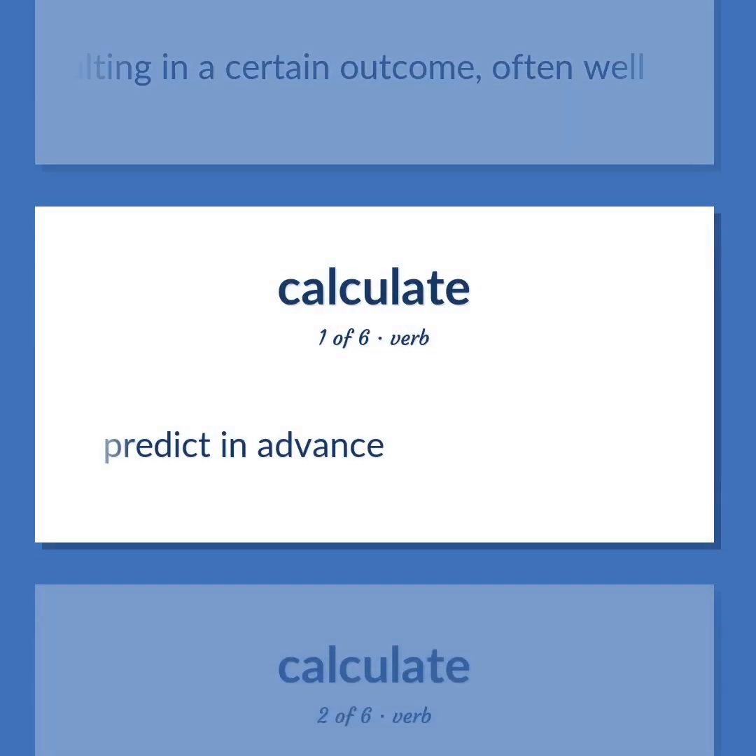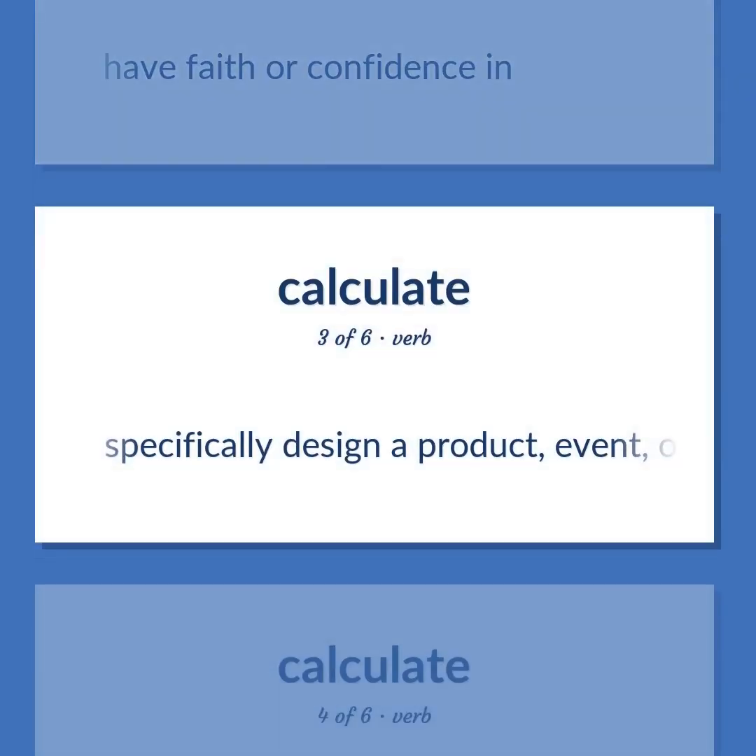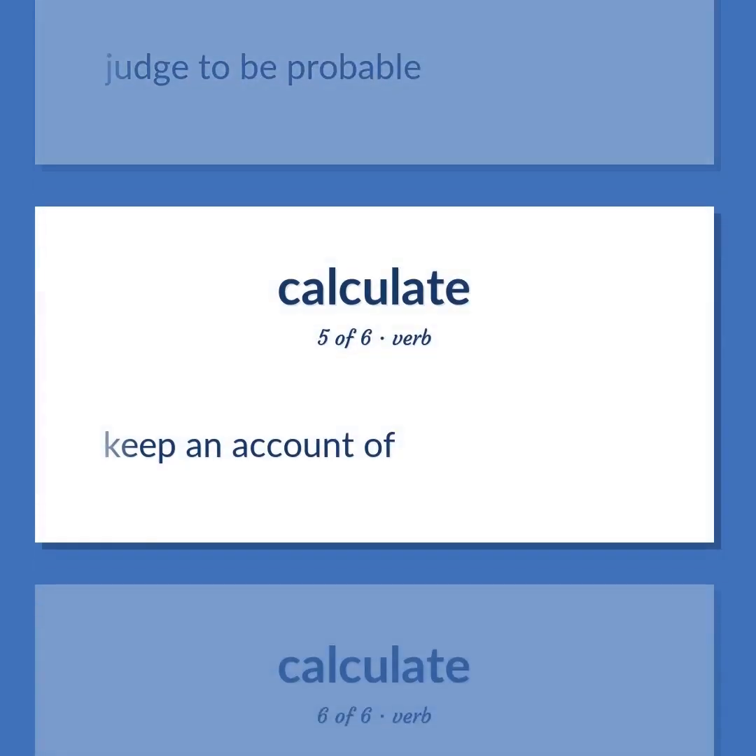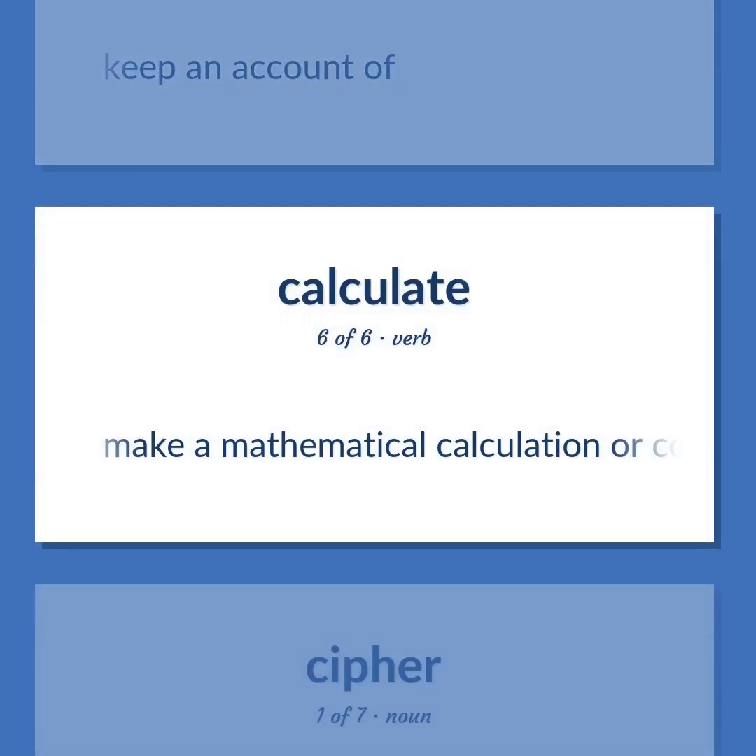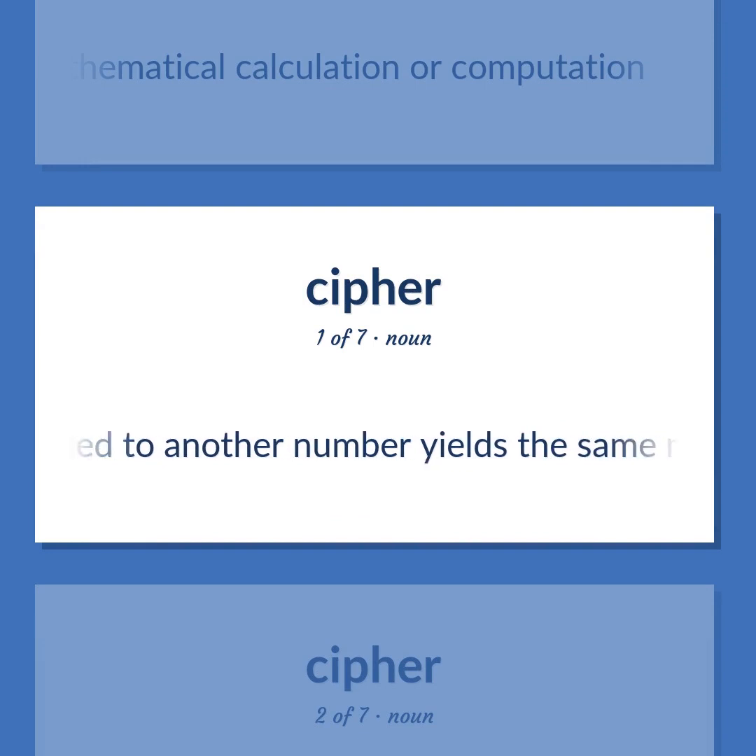Predict in advance. Have faith or confidence in. Specifically design a product, event, or activity for a certain public. Judge to be probable. Keep an account of. Make a mathematical calculation or computation. A mathematical element that when added to another number yields the same number.